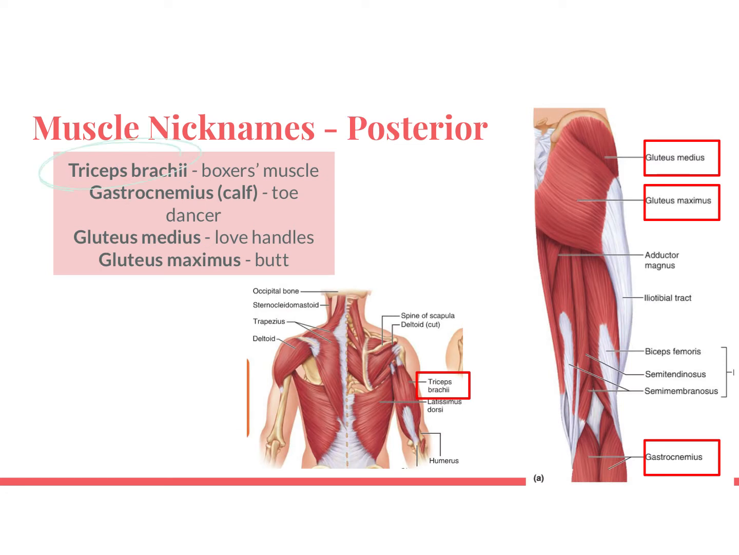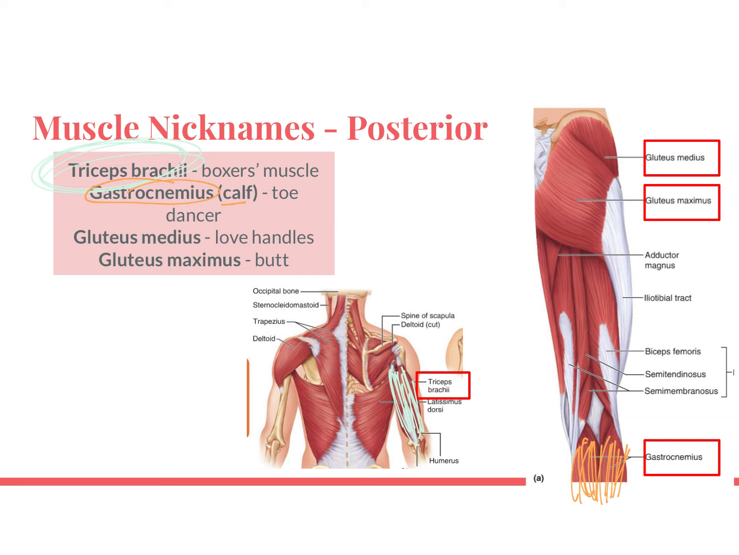All right, next we have the triceps brachii. Triceps brachii is on the back or posterior of the upper arm, and that's known as the boxer's muscle because that's what allows you to extend your arm out as if you're punching. All right, next up is the gastrocnemius. We commonly call that the calf. Its nickname is the toe dancer muscle, so it's down here on the posterior end of the lower leg.